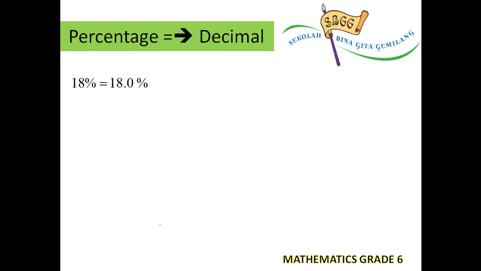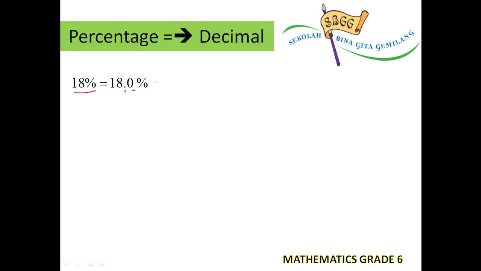Now, the second one: how to convert percentage to decimal. 18%. You have to write a dot, but don't change the value. The value must be the same. After the dot, you must write 0. It is only a helping number. So just put a dot and 0, not other numbers. Don't put 1, 2, 3 or so on, because the value will be different.